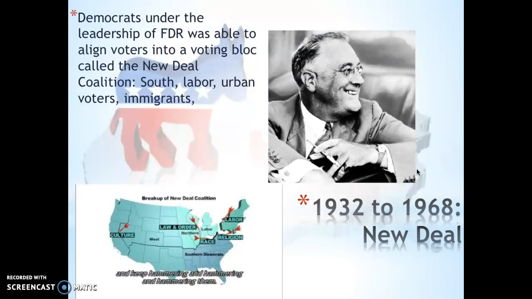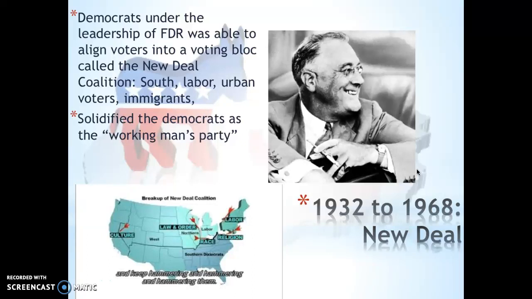Anybody who was hurt by the effects of the Great Depression, based off of the policies that FDR was promising on the campaign trail, it really appealed to a lot of people because a lot of people were hurting. A lot of Southern Democrats were happy to hear FDR talking about agricultural subsidies. You had members of labor unions liking the idea that FDR wanted to spend government money to get people back to work. People in urban areas liked him. Immigrants liked him. A lot of people liked him. So this solidified the Democrats as the working man's party.